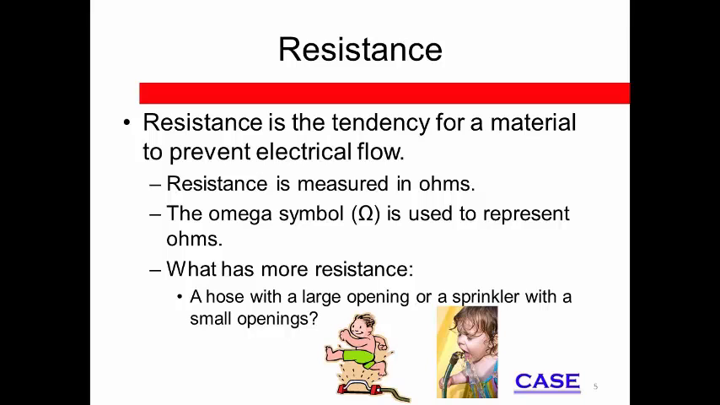Resistance slows the flow of electricity. The smaller the material electrons are flowing through, the greater the resistance. The sprinkler resists the flow of water and therefore has a greater resistance. Measure resistance in ohms.